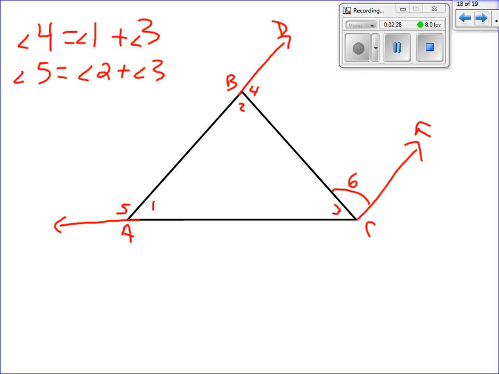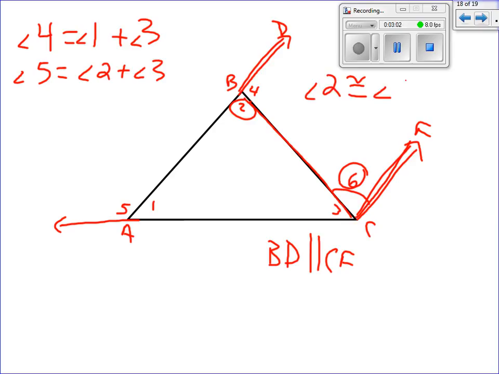Because this line, CF, this line segment that I drew, is not an extension of any of the lines of the triangle. But this does create something interesting because line BD is parallel to line CF. So that tells me something interesting about angle 6. If BD is parallel to CF, then BC is a transversal, and 6 and 2 are alternate interior angles. So angle 2 is congruent to angle 6.